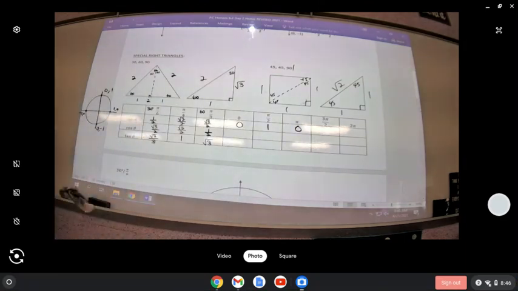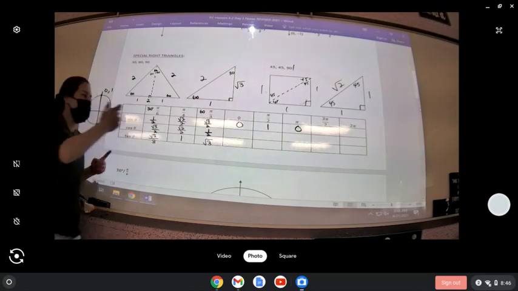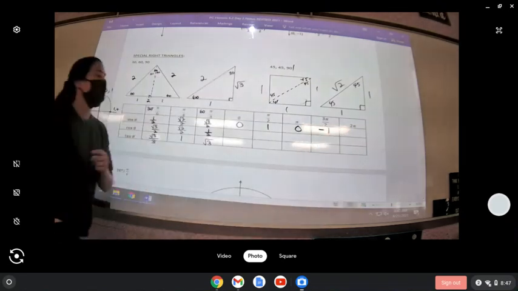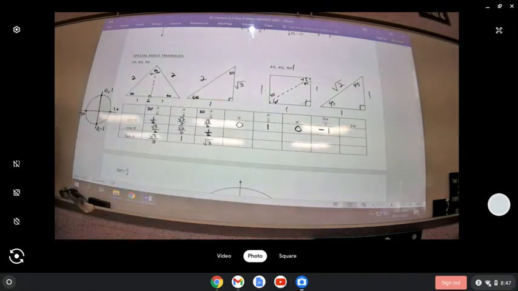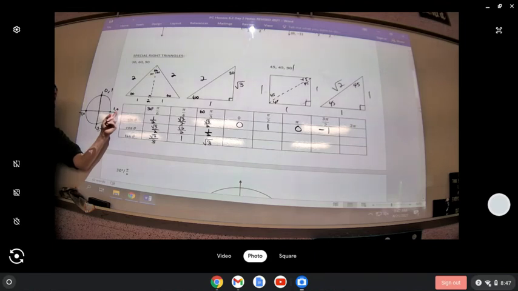3 pi over 2. 3 90-degree angles is 270. Guys, what's the sine of 3 pi over 2? What's the y coordinate at 3 pi over 2? -1. And then 2 pi, it's the same angle as 0, or it lands in the same spot. So when you go all the way around, the sine of 2 pi is the same ordered pair we already used for 0. So what's the y coordinate? 0.